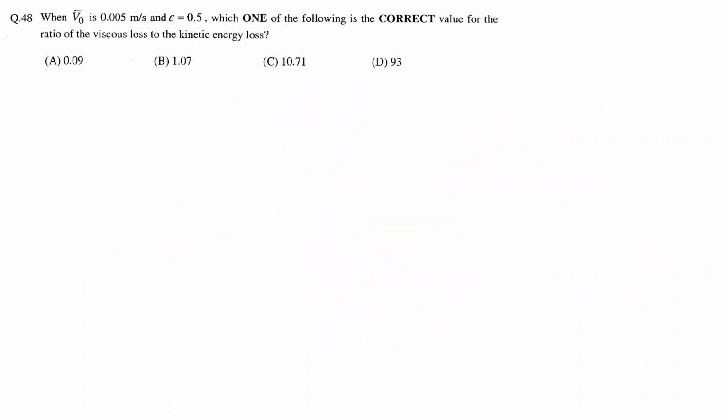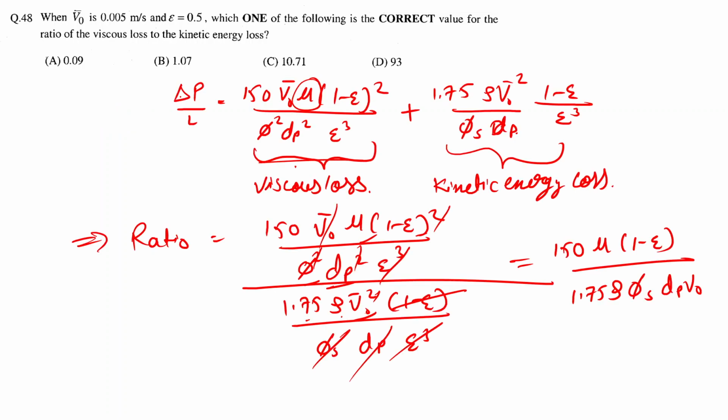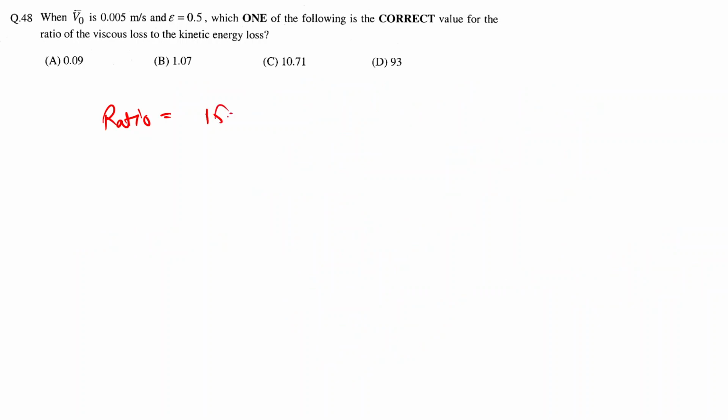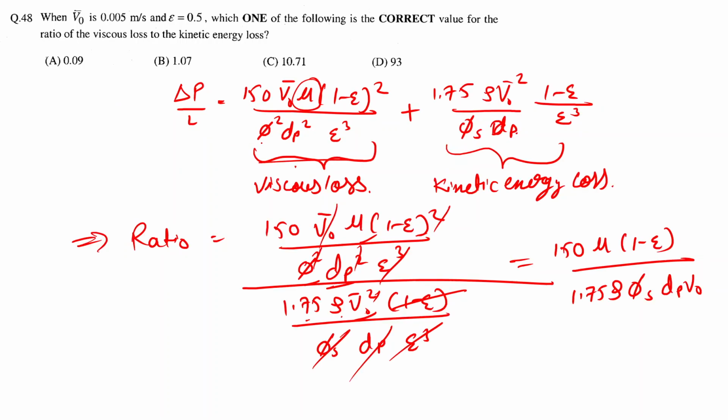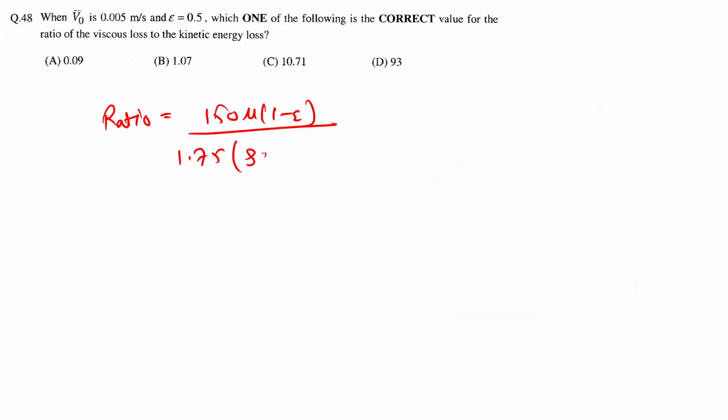That is, we can write the ratio of viscous loss to kinetic energy loss as 150 mu (1 minus epsilon) upon 1.75 into rho phi s dp V naught.